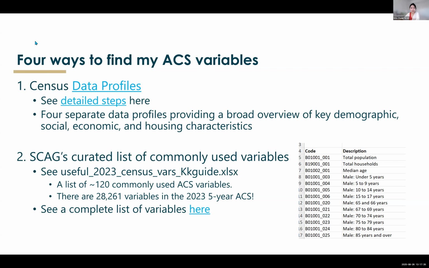After all, there are over 28,000 variables in the 2023 5-year ACS, and usually it slightly increases over time. I've also provided a link here where you can find this complete list of variables in the ACS data set. But actually, we can also look at that in R, which I'll show you later.